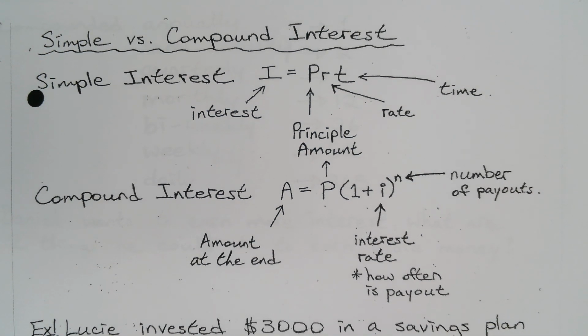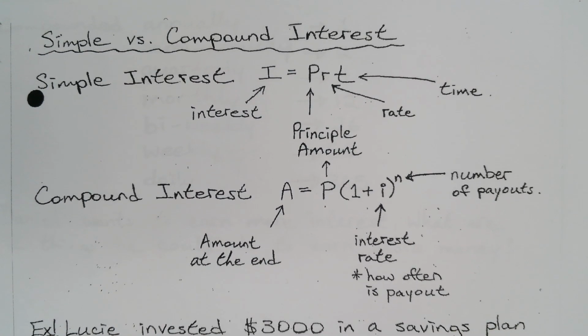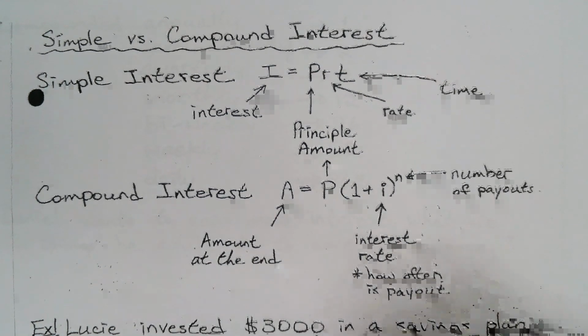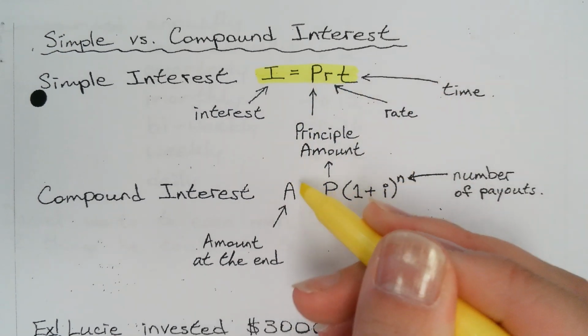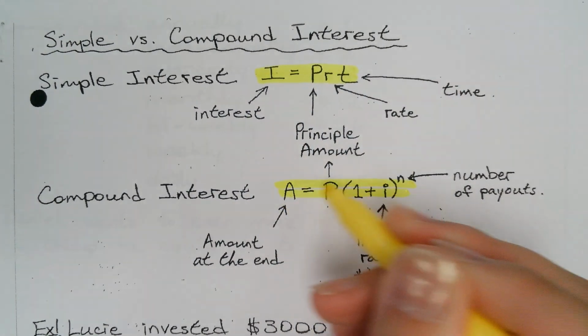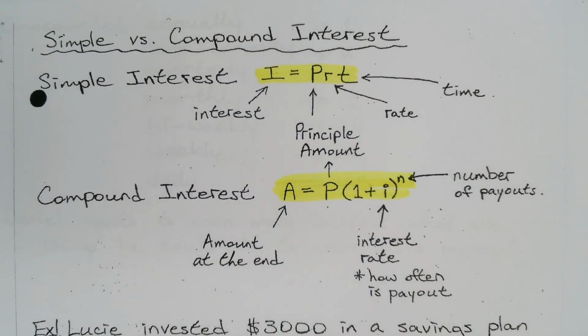So, simple versus compound interest. There are two formulas you need to remember. Well, actually, you don't need to memorize them since we're going to do an assignment instead of a test. But on the final exam, you will need to memorize these two formulas. Okay, it's not too bad. Just a few letters. You can do it.